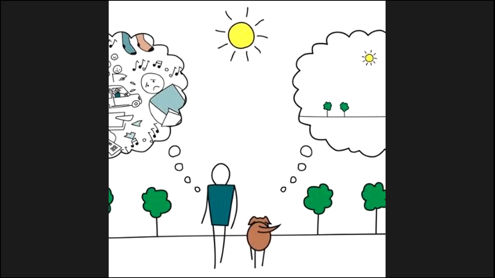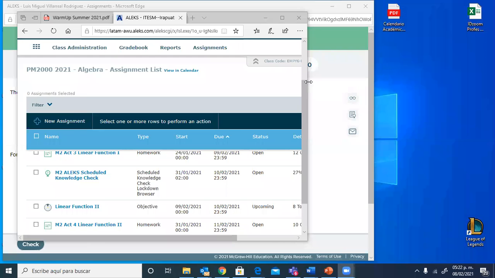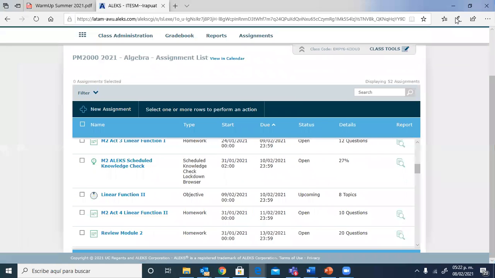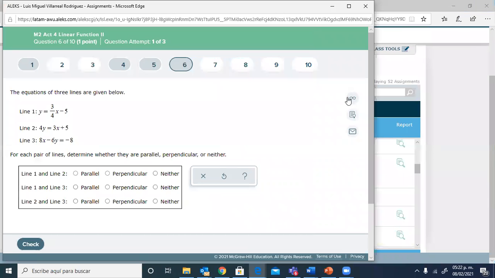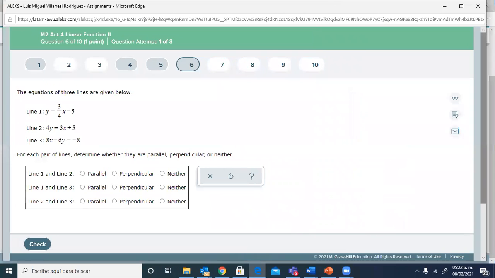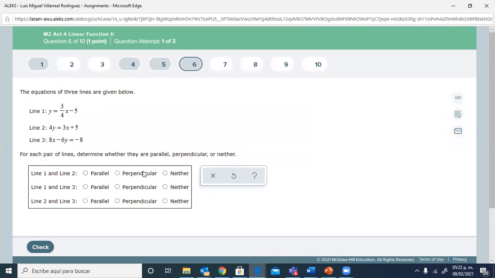Hello, we will solve the problem about parallel and perpendicular lines. We will determine by looking at the slopes if the given lines are parallel or perpendicular. We're going to use the ALEKS platform, and this is the question.